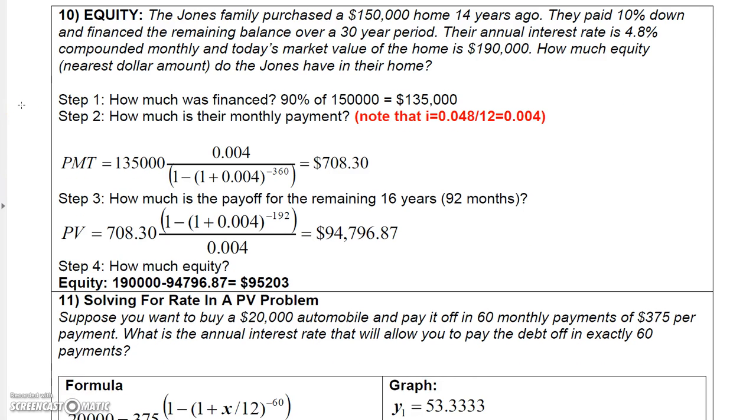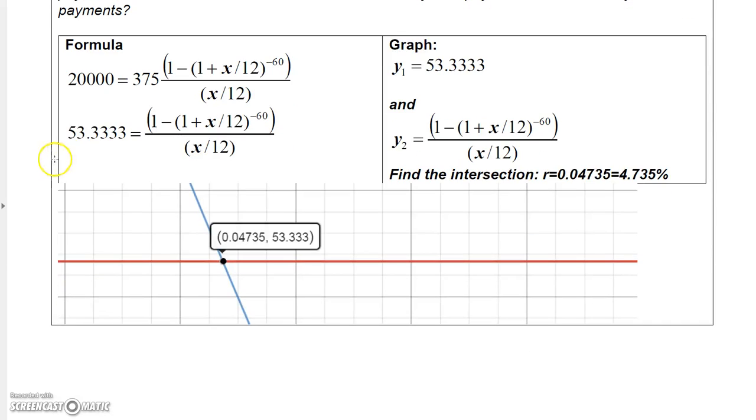Okay, to wrap this up, you'll have to read this. This is just another equity problem. And then down here, it shows you how you can solve for the rates by graphing, similar to what we did in the last section. So you just find the intersection of the two graphs, and you graph them on the calculator, find the intersection, and where they intersect is the solution.